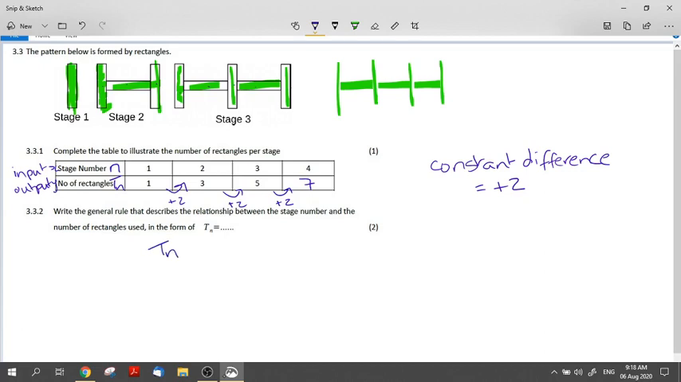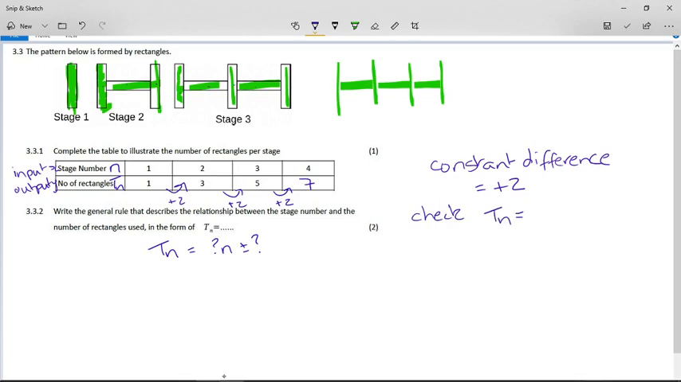So Tn is going to be equal to something n plus or minus something, because this is how the patterns work. We know Tn equals something n plus or minus something if it's an arithmetic sequence. So how do we check the rule? We take the nth term, Tn, and say it equals the constant difference multiplied by n plus or minus something. And then we substitute the values from the table.